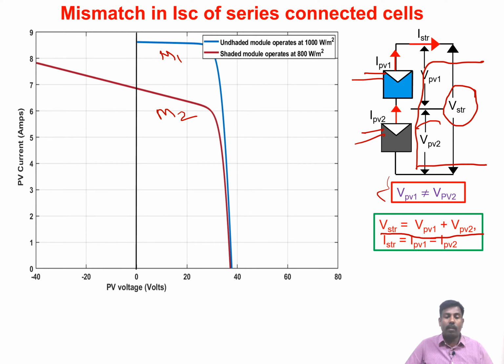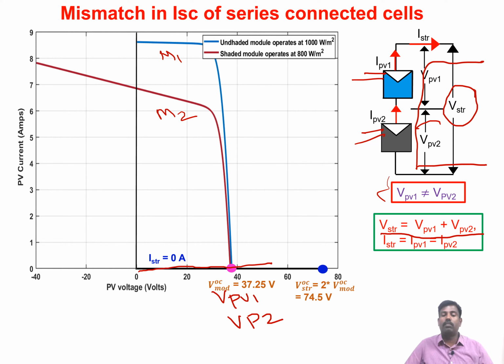So now how to find the operating point over here? First we can draw for current. When the current is 0, you can draw a line like this. Now from where it cuts on this axis, we will be able to find out what is VPv1 and what is VPv2, and the string current is the sum of these two. So VPv1 plus VPv2 will be almost equal to 74.5 volt. So this is one of the operating points which we like to draw.